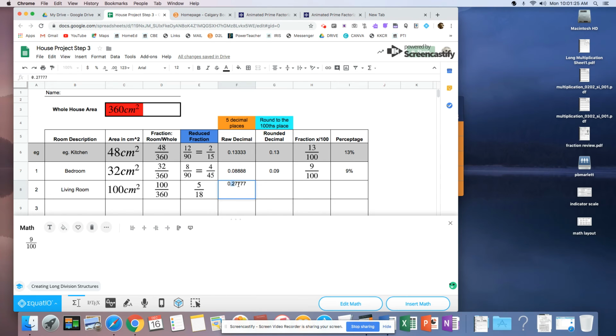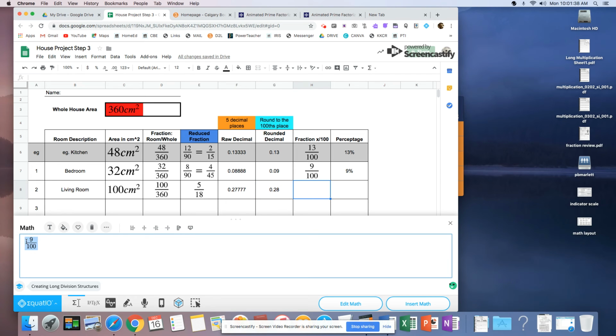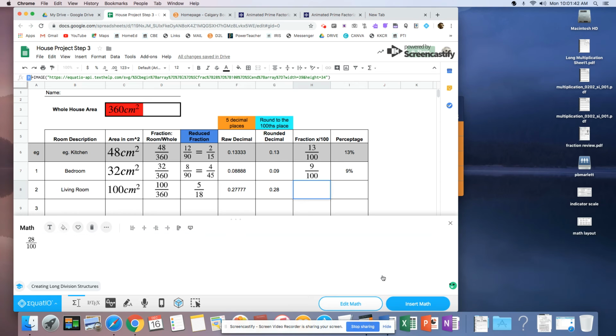The third number is a 7. Is it bigger than 5? 5 or bigger? It is. So it has to round up. Great, we write in our percentage, which is 28 out of 100. It's our math, it's a fancy new app I have, and it's 28%. Bada bing, bada bang, done.